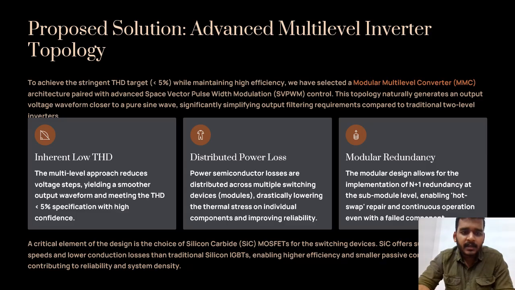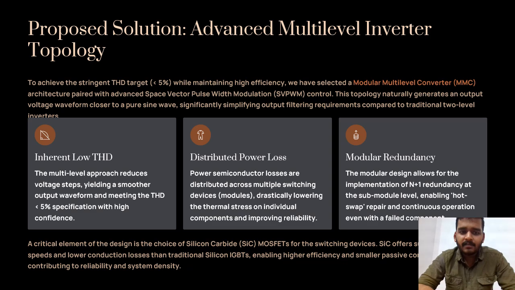Advanced multi-level inverter topology. The multi-level inverter means it will reduce the steps taken in the inverter output. When the inverter DC voltage is given, the output AC is not a completely sinusoidal wave. It has some total harmonic distortions. By using pulse width modulation, we can reduce the harmonic distortions to get a pure or near-sinusoidal wave.